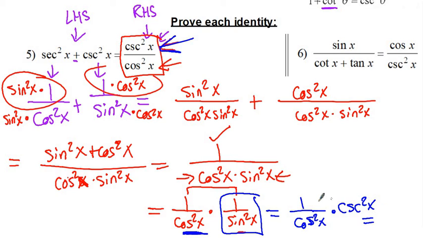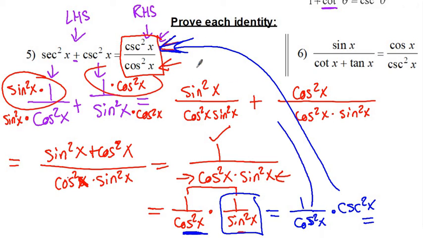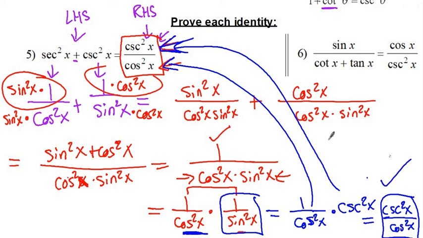And then if you multiply these, cosec squared times 1 is that, and cosine squared, and it's still on the bottom, is that. So we have cosec squared of x times cosine squared. That is equal to the right hand side. We started with the left hand side, we changed it, now it's identical to the right hand side.